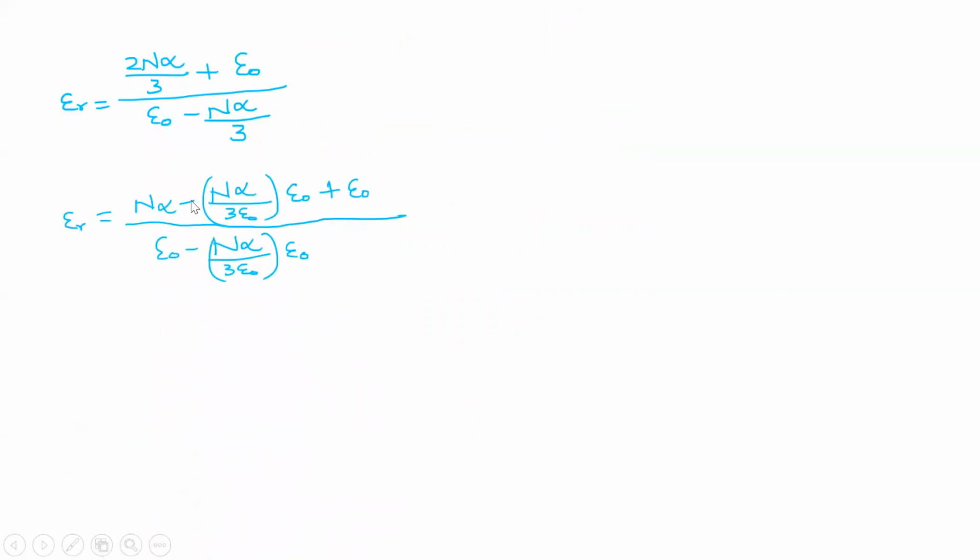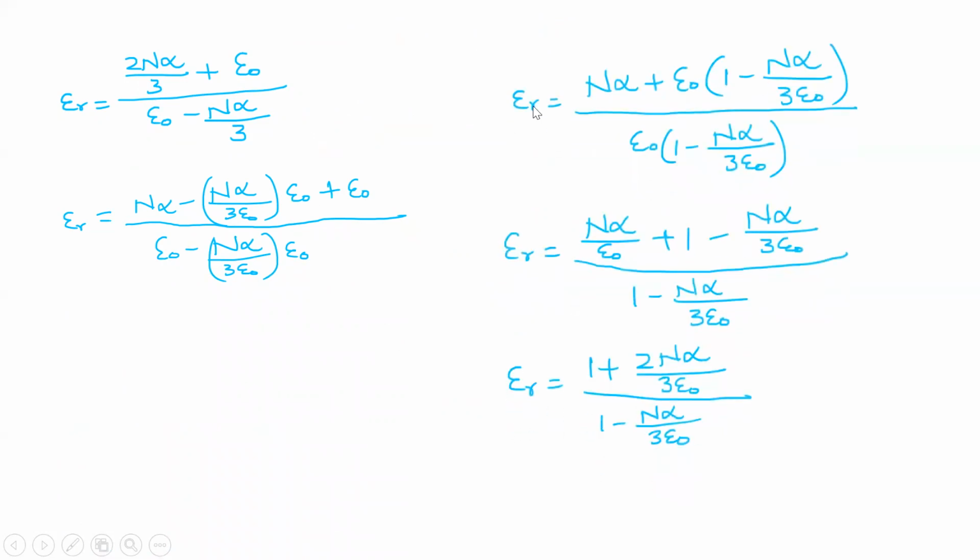We can do one thing here: we can write 2n alpha by 3 as n alpha minus n alpha by 3, but we are also multiplying the numerator and denominator with epsilon naught. So here epsilon naught cancels, and that will yield n alpha minus n alpha by 3, which is 2n alpha by 3, and we put this epsilon naught as it is. In the denominator also we are multiplying and dividing with epsilon naught. Now we get epsilon naught r equal to n alpha plus, taking epsilon naught common here, and here also we are taking epsilon naught common. Now we have this equation.